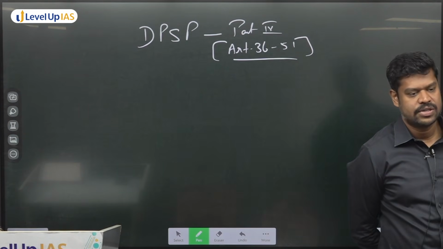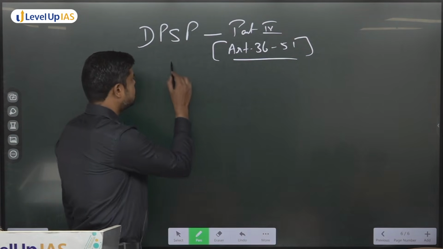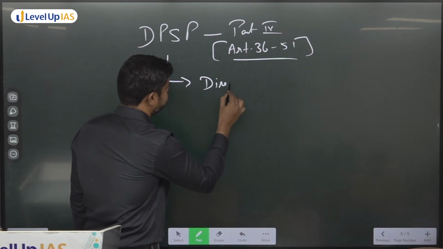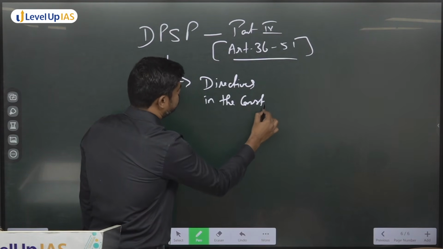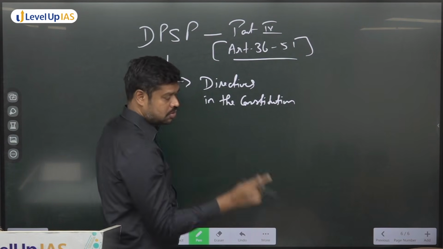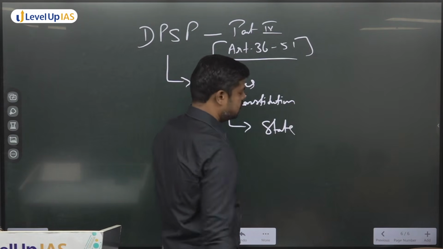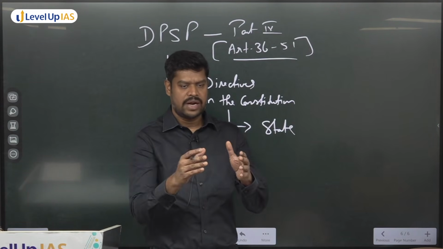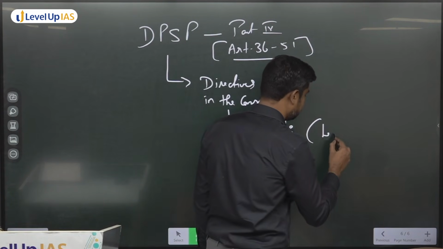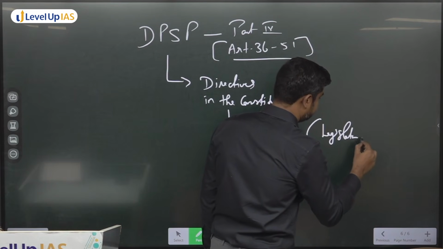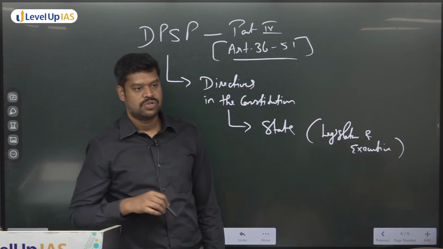But for that, first we will have to understand what the directive principles of state policy are. As the name suggests, these are certain directives in the constitution. But the question is, to whom are they directives, whom do they direct? These are directives to the state, basically to the two organs of the state, that is, the legislature and the executive.